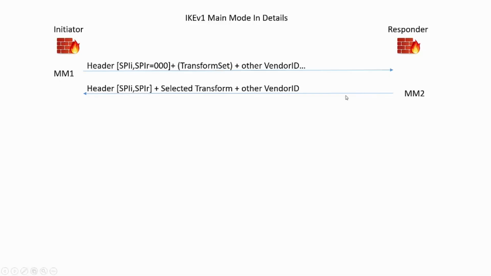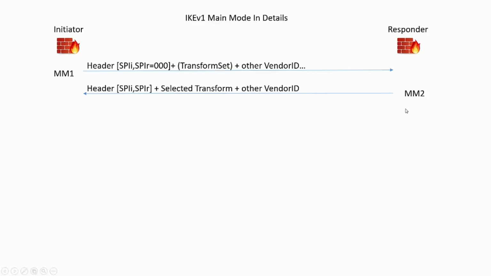The responder would now respond with the header, the security parameter index for the initiator, that's known already as it was sent in message 1. It's going to create a security parameter index for its side. The responder would generate an index number for its side of the connection. Based on the ordered list it received from the initiator, it is going to select one encryption algorithm, one hashing algorithm, and one group to use for Diffie-Hellman. And then, it will add the vendor IDs which provide the preferences information for its side of the connection. It will then send it back or respond to the initiator.